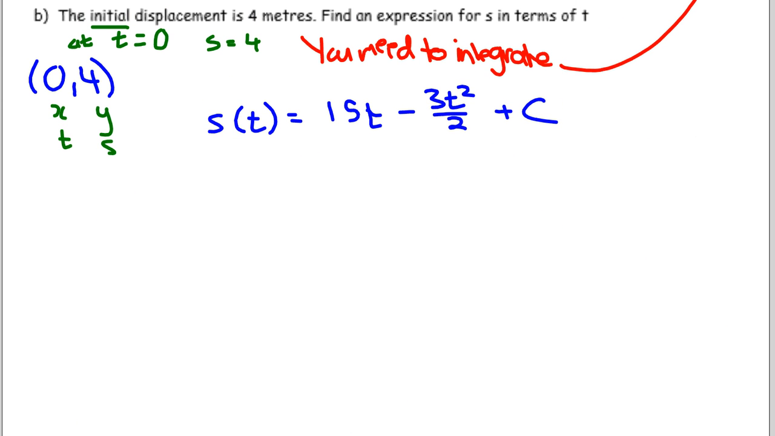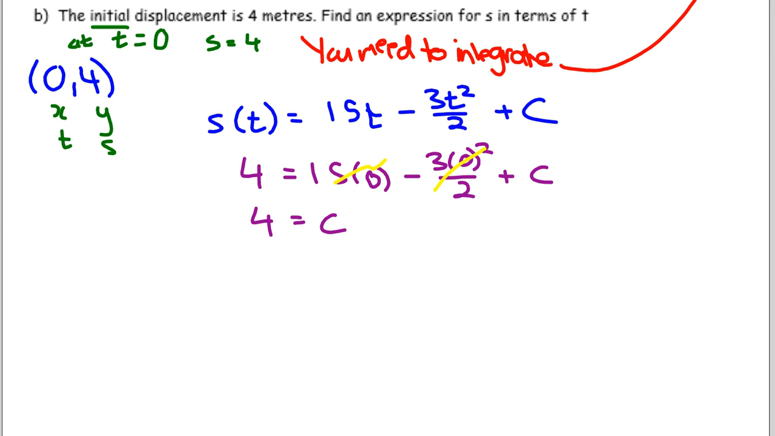Okay, so let's do that. Let's sub in. Is it 0, 4? Equals 15 times 0. Let's see. That's a good point. So Kieja's noticed that that's going to become 0, that's going to become 0. So you could just write 4 equals c. Overcomplicated. So 4 equals c, have I finished? Have I got my answer? We have to plug it back in.